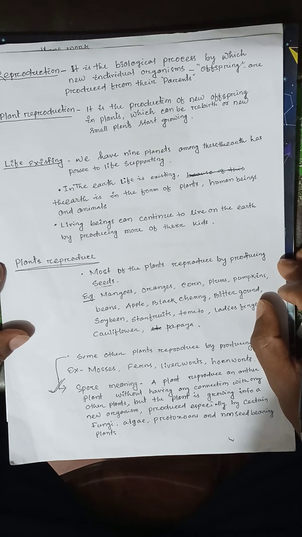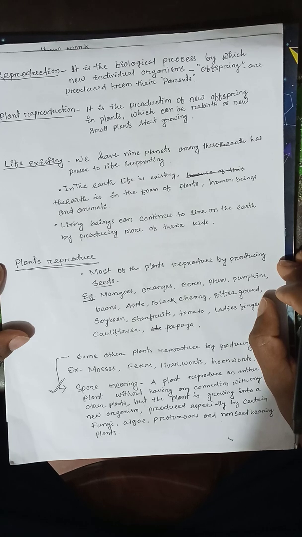Reproduction. What does it mean? It is the biological process by which new individual organisms, offspring, are produced from their parents. This is called reproduction. Plant reproduction. What does plant reproduction mean? It is the production of new offspring in plants, which can be rebirth or new small plants starting to grow. This is called plant reproduction.